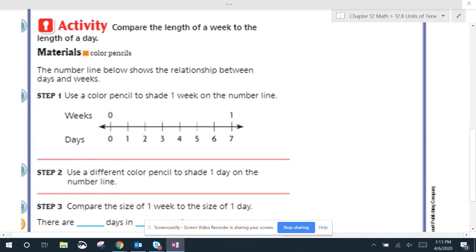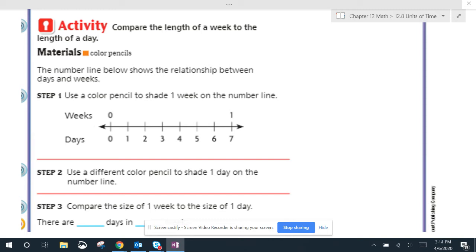Alrighty, now we're going to be going into comparing other units of time. So we've looked at hours, seconds, and minutes, and now we're going to move on to weeks and days. So compare the length of a week to the length of a day. For this, you can use your regular pencil or colored pencils, whichever you prefer. So the number line below shows the relationship between days and weeks. Use a colored pencil to shade in 1 week on the number line.